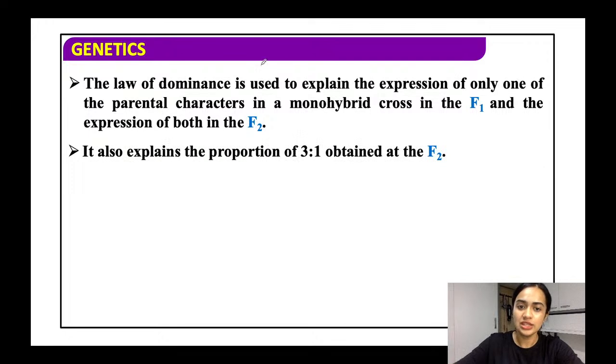Yes. So what happens is that in the F1, only the dominant one is expressed. So in the F1, 100% the dominant gene is expressed. But in the F2, whenever we do a monohybrid cross, we always see a ratio of 1 is to 3 or 3 is to 1. So here, both the traits are expressed, and we can see the proportion of it.